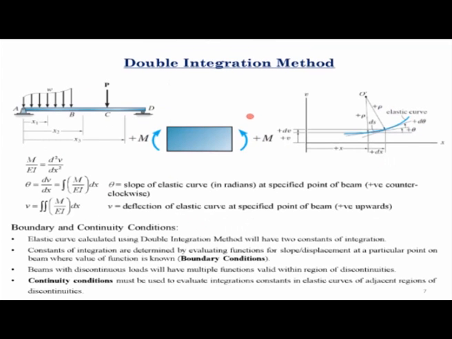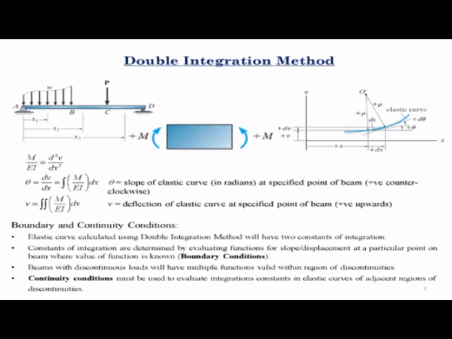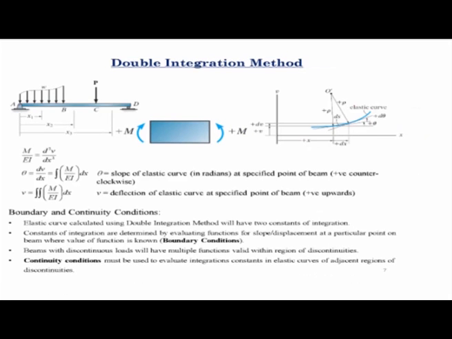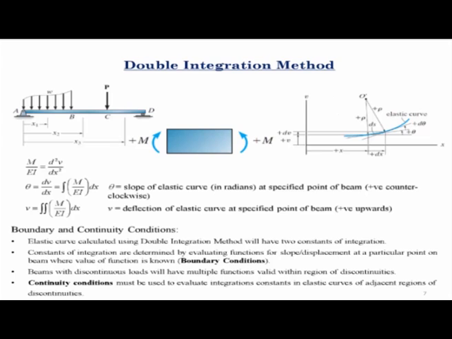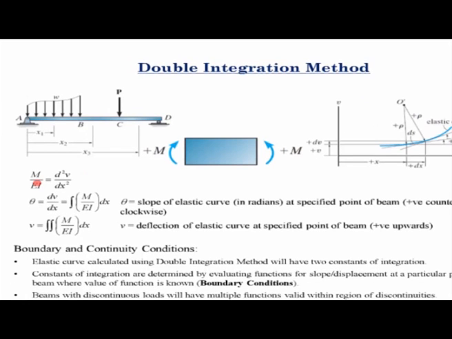So now we come to the double integration method, which is the first method for calculating deflection of structural members that I will discuss today. As I mentioned, the starting point is this relationship, the second order deformation equation that we developed in the previous slide. So M/EI is equal to d²v/dx², the second derivative of the displacement with respect to the distance along the length of the beam. Now if you integrate both sides of this equation, you get dv/dx equal to the integral of M/EI.